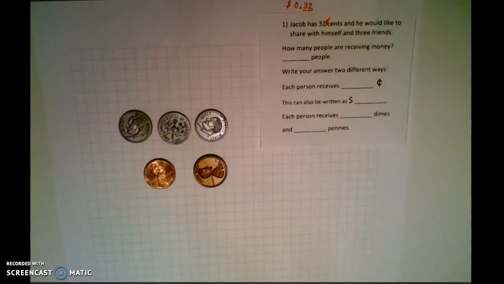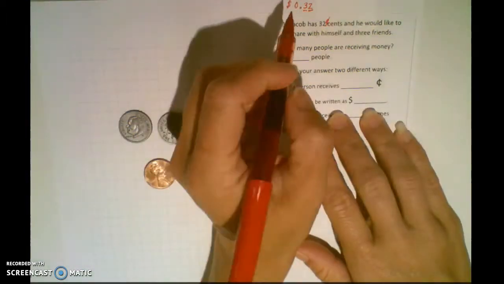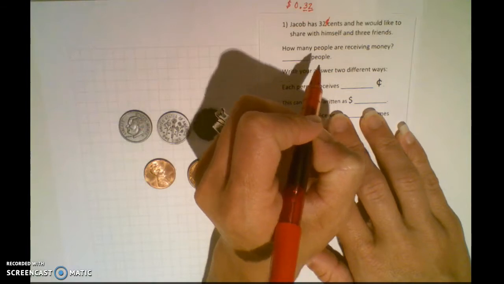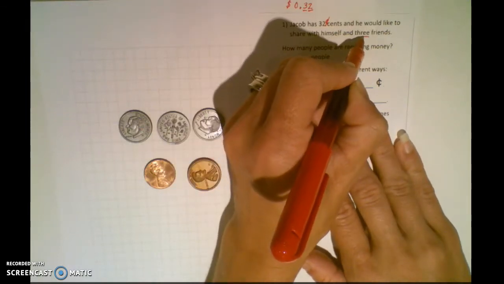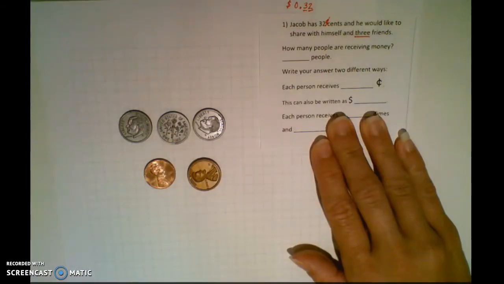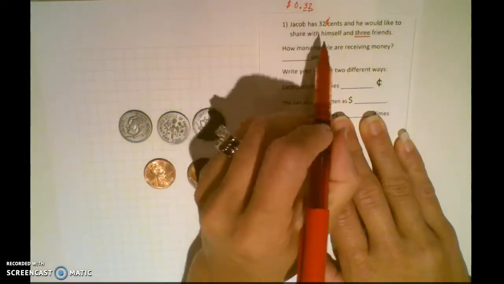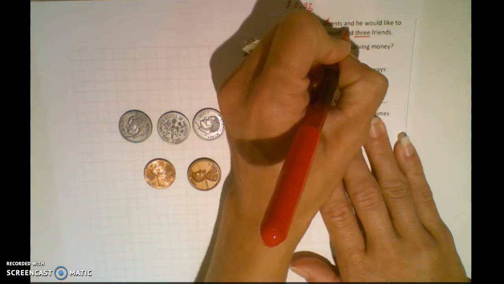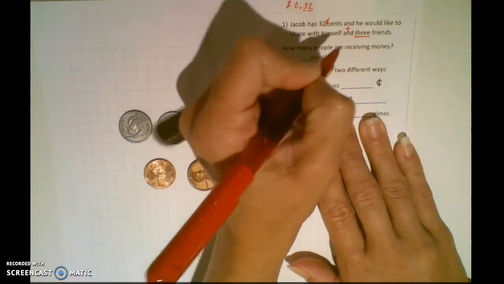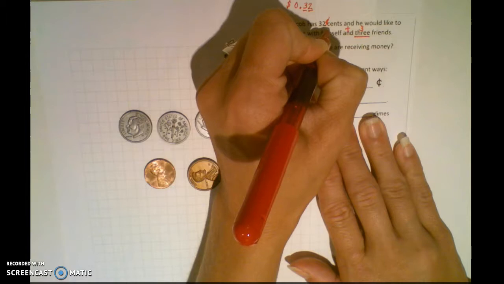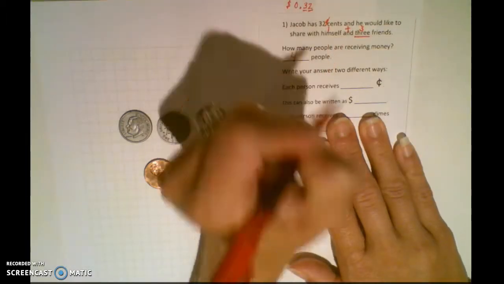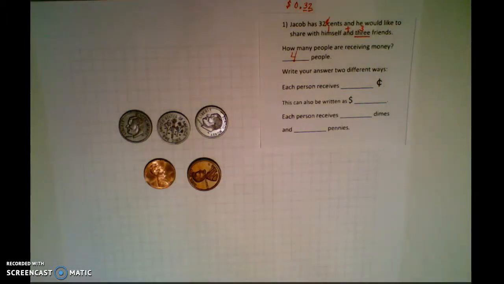So the first question seems very easy, but it's tricky. A lot of people will get this wrong, so you've got to pay attention. How many people are going to be receiving money? Well, a lot of people are just going to say 3, but it says that Jacob wants to share with himself and 3 friends, and 'and' can mean plus. So there are 3 friends plus himself. Altogether, we have 4 people that Jacob is dividing this money between.